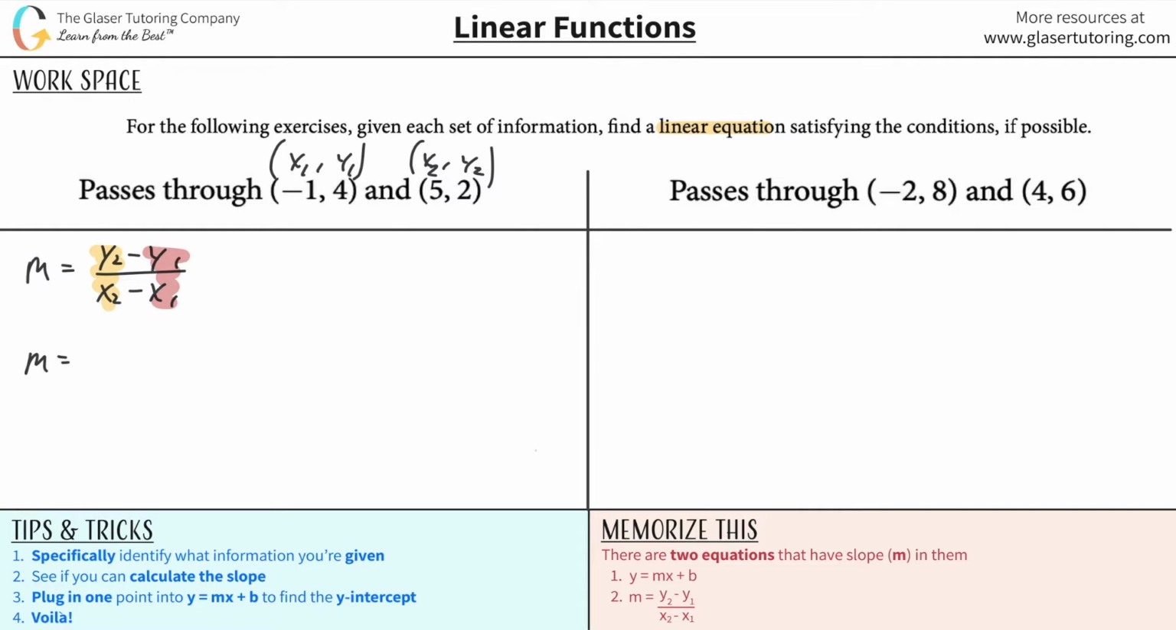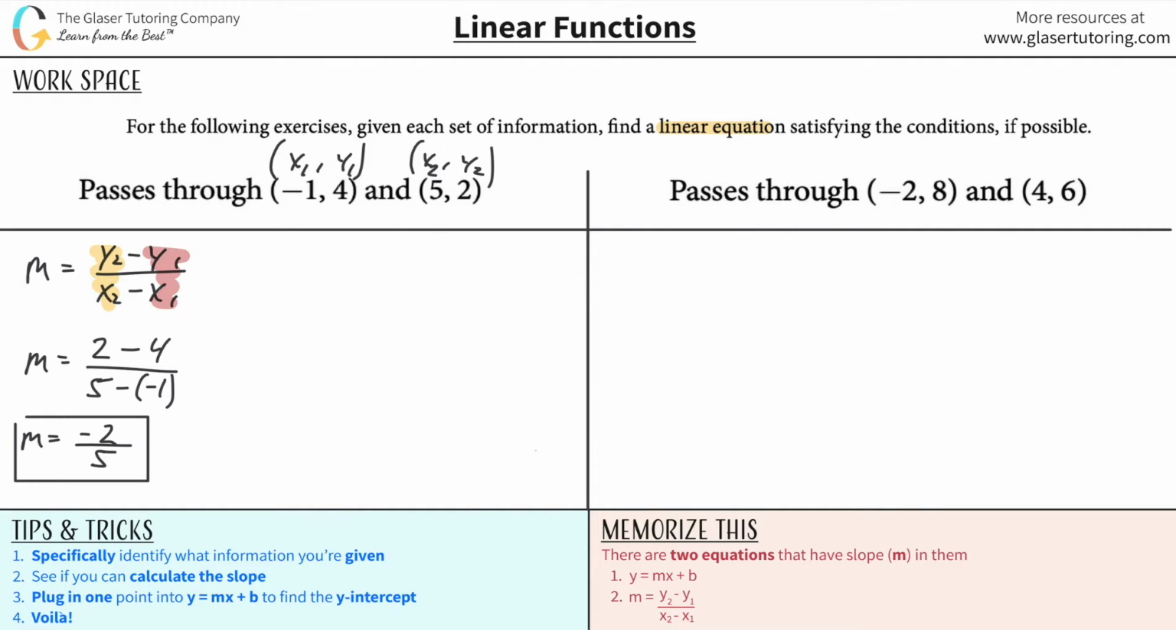So y2 is going to be 2. y1 is going to be 4. x2 is going to be 5. And x1 is a -1. Please be careful there with the double negative. So now 2 minus 4 is a -2, right? And then 5 minus a -1 is really 5 plus 1, right? I was jumping ahead there. And this is it. I can't really reduce that anymore. If you wanted to write that out as a decimal, it would be -0.4. That's totally fine. I'm going to leave it in fractional form though.